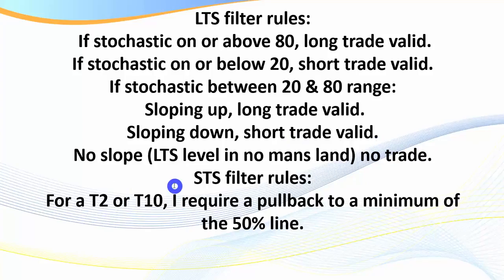Now, if we see the long-term stochastic in what I call no man's land, that is, it's in between the 80 and the 20 level and it's flat, in nearly every case you'll find that we're in an area of chop, and that is where patience as a trader comes into it, where we really want to take no trade. It means that we're usually consolidating in a choppy market.